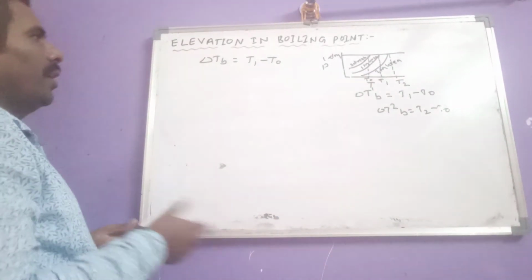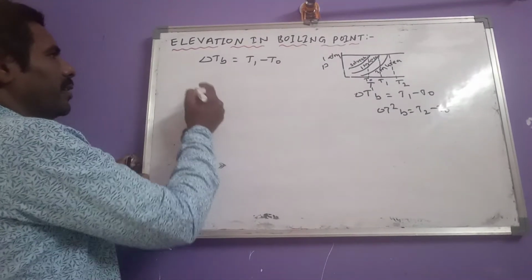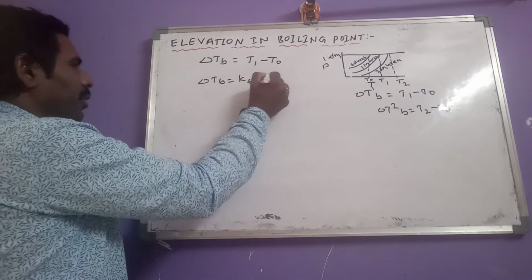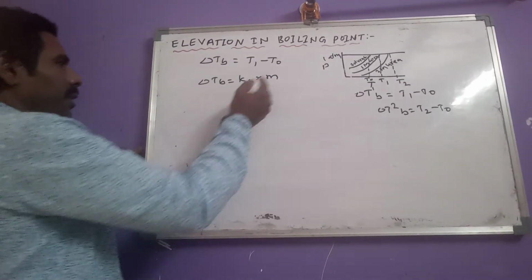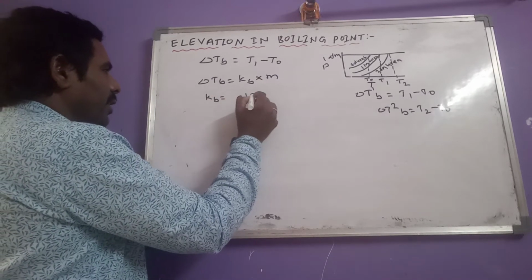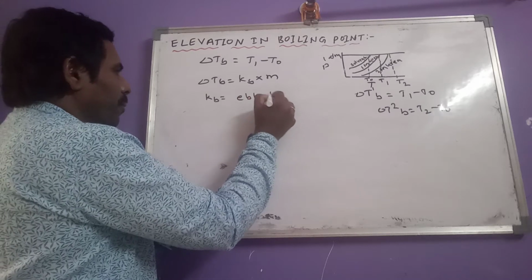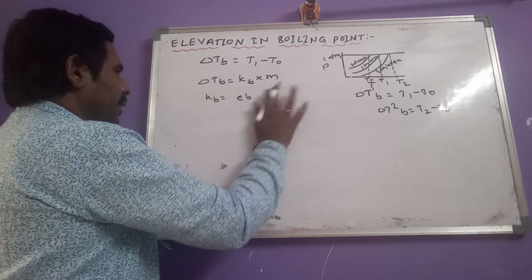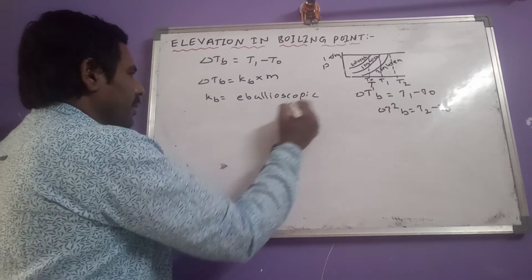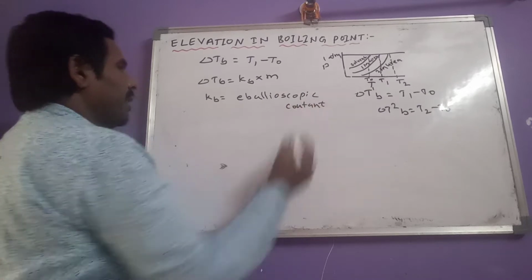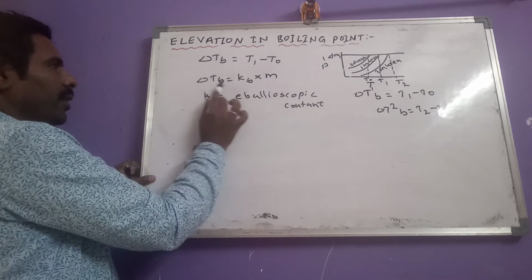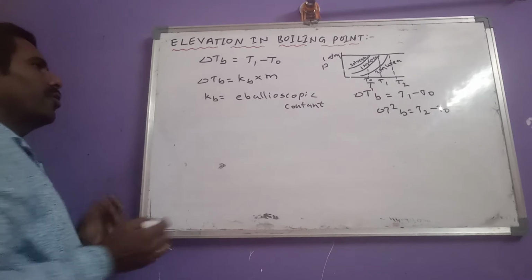Okay, then what is the equation for elevation in boiling point here? Delta TB equals KB into small m. Here KB is known as the molal elevation constant or ebullioscopic constant. And what is its definition here? If the molality of the solution is equal to 1, delta TB itself equals KB.